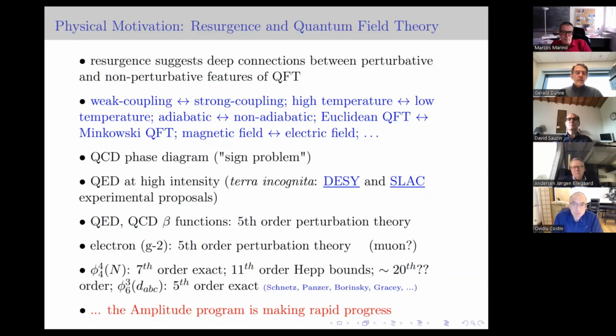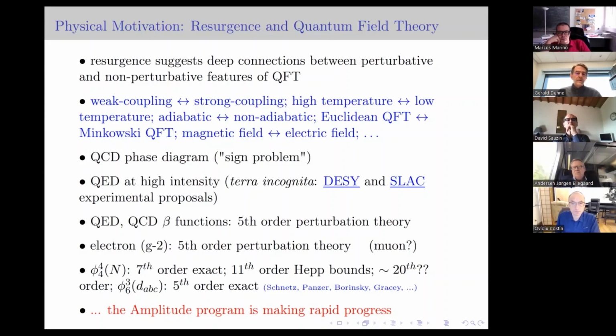Now, what do we know about perturbation theory in difficult quantum field theories? In QED and QCD, we know the renormalization group functions to fifth order in perturbation theory. These are heroic calculations, and that's the limit of what can be done at present. The electron anomalous magnetic moment, called g-2, is known to fifth order in perturbation theory.